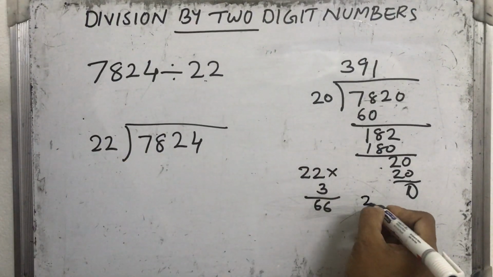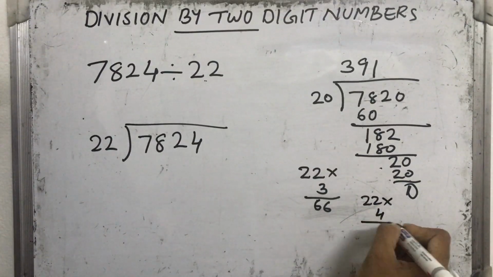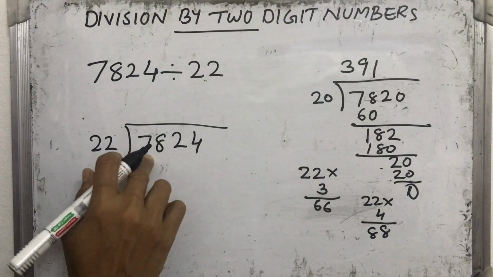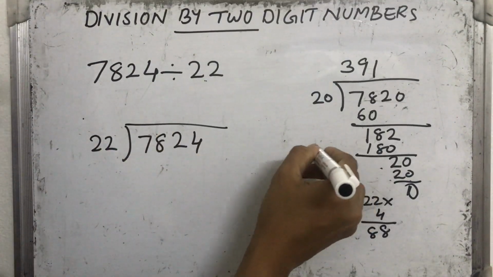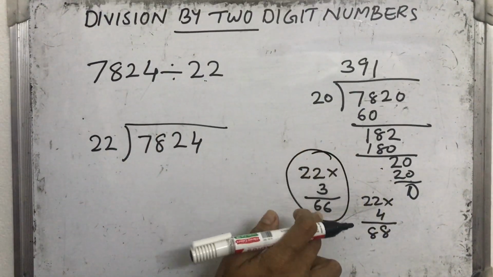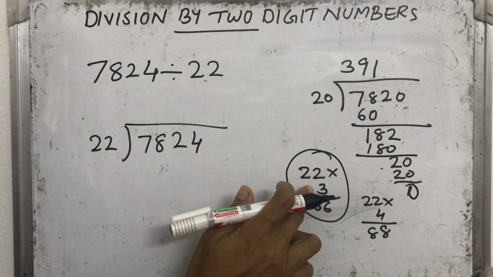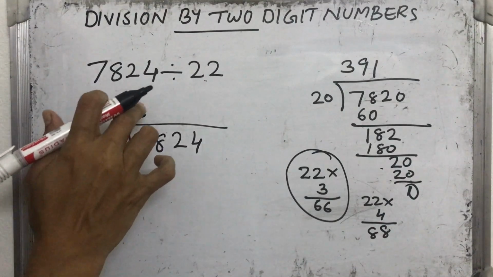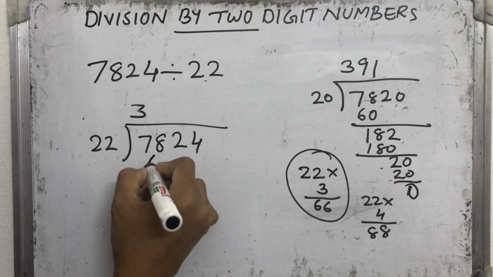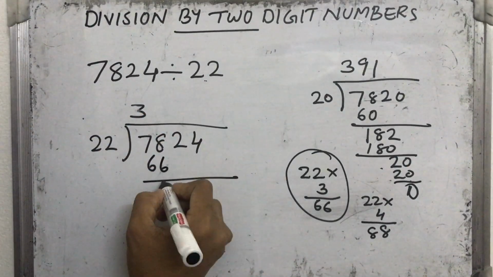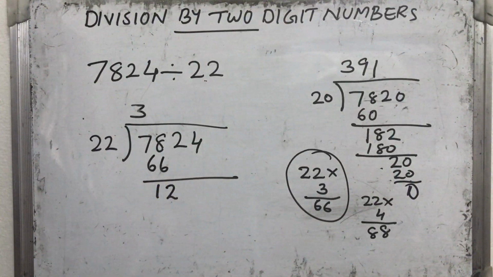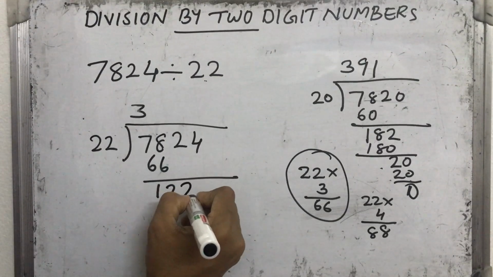But when we take 22 with 4, what will happen? 2 into 4, 8, 2 into 4, 8. It is greater than the 78. So which answer do we want to take? 3. 22 with 3. So that quotient we can write 3. Okay, then 3 into 22, that is 66. Then subtract: 8 minus 6, 2, 7 minus 6, 1. Okay, now bring down 2.